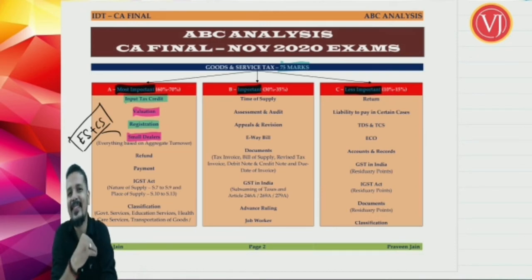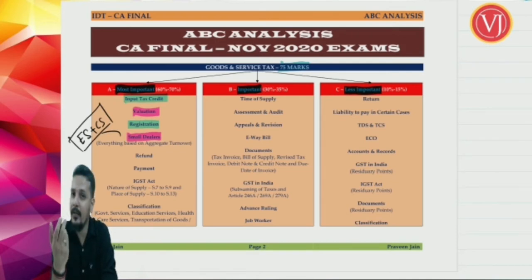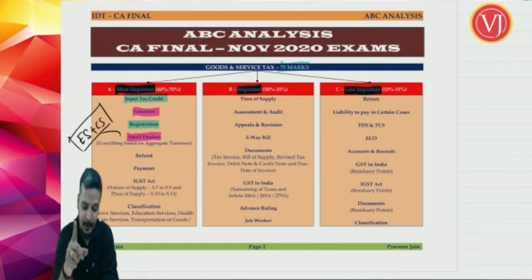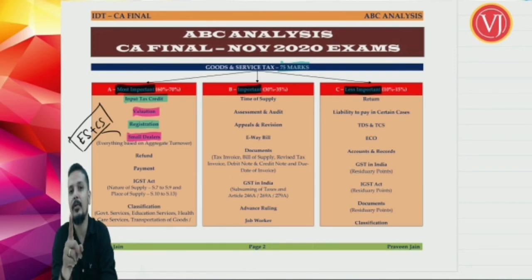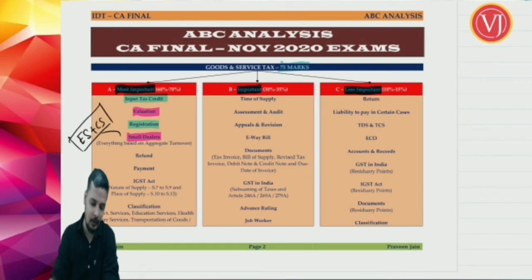Small dealers is extremely important. Otherwise also it was a very important chapter, that is exemption and composition. Now it is very important because there are certain amendments, and you can clearly understand this importance when you go through your revision test paper of November 2020 exams, because you find 2 questions from this particular chapter. Rather, after input tax credit for November 2020, I would tell you to go through your small dealers chapter. You should be very much thorough. Then you are talking about refund.